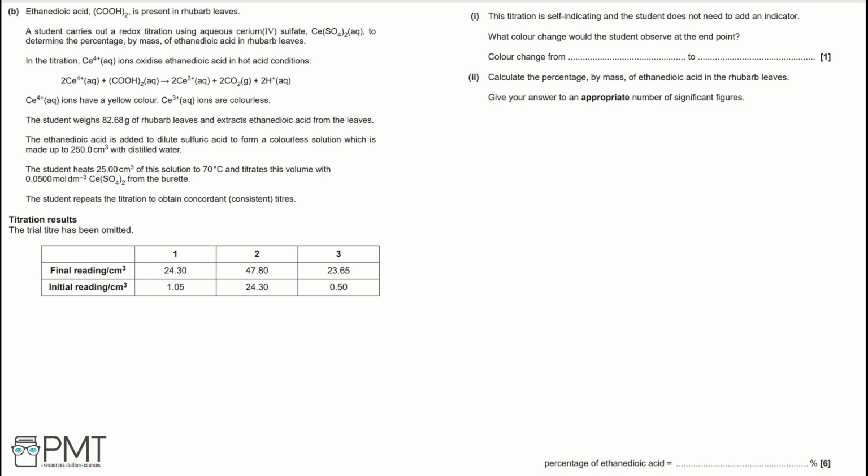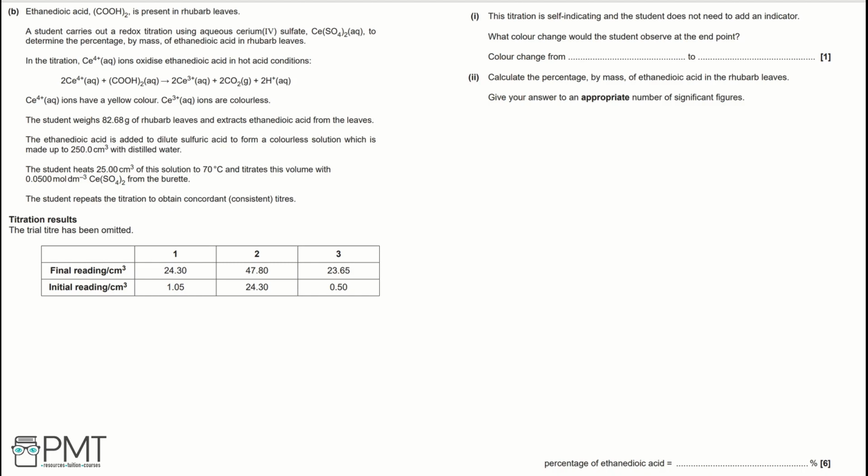The student weighs 82.68 grams of rhubarb leaves and extracts ethane dioic acid from the leaves. The ethane dioic acid is added to dilute sulfuric acid to form a colorless solution, which is made up to 250 centimeters cubed with distilled water. The student heats 25 centimeters cubed of this solution to 70 degrees Celsius and titrates this volume with 0.05 moles per decimeter cubed CeSO4 from the burette. The student repeats the titration to obtain concordant titers.